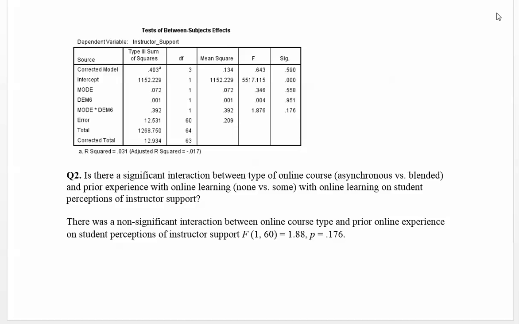I adjusted the page so that we could see the chart again with research question number 2, which deals with the interaction effect. And so in looking at the interaction area for this chart, I rounded this up to say 1.88 with the p-value at 0.176. And I'm saying that it's non-significant and giving these at what levels. So, am I close?